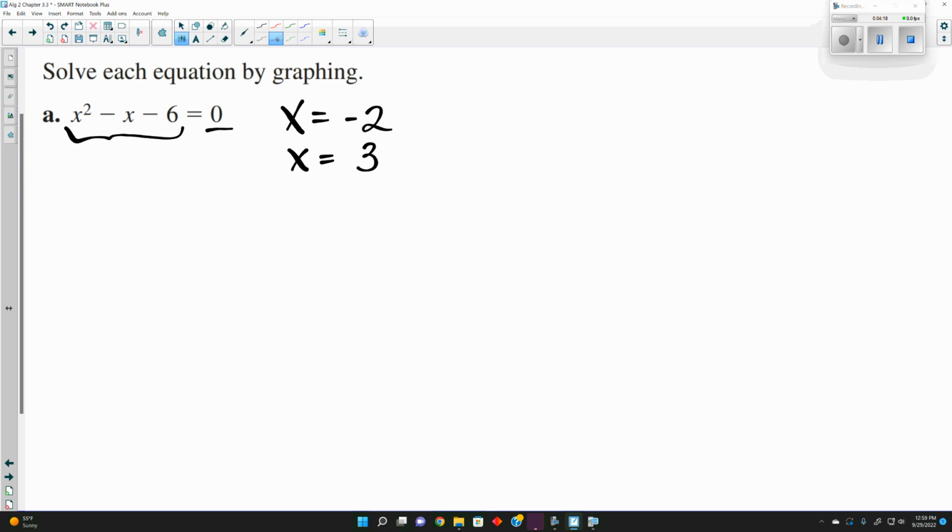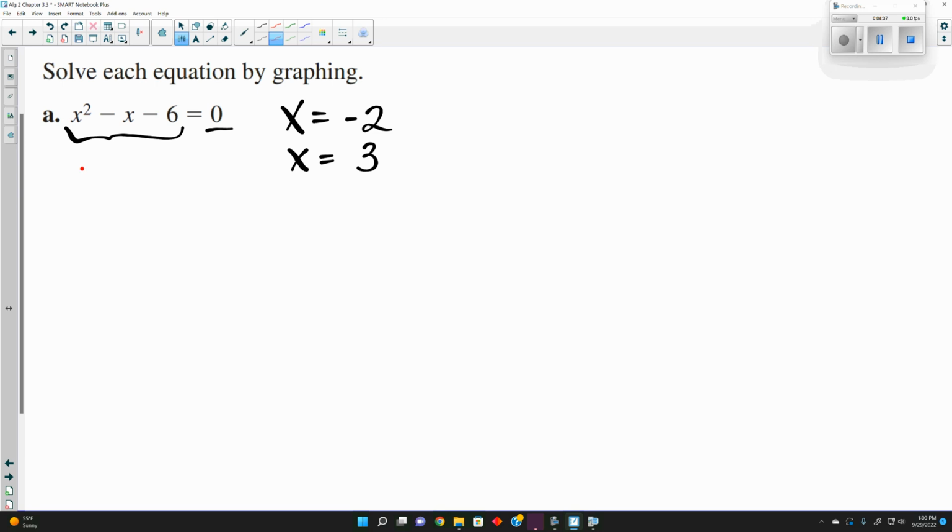And in all quadratics, we're going to have 2 solutions. They might not be unique solutions. Here, -2 and 3 are unique. They're 2 different numbers. Because we can have some where the solution is 4 and 4, where it's the same number, but we still have 2 solutions.